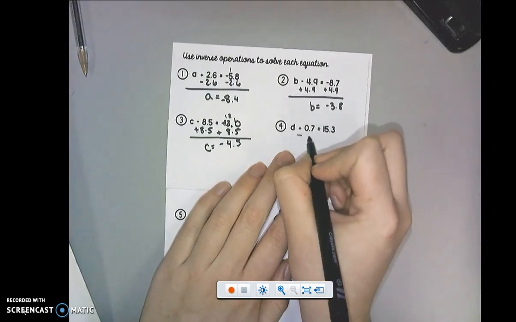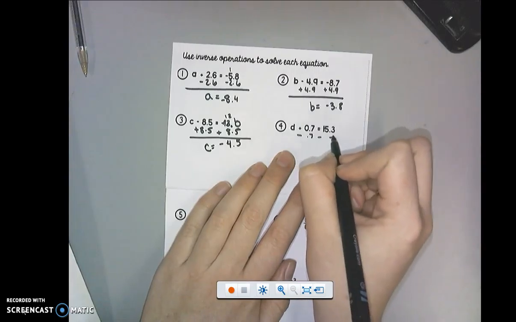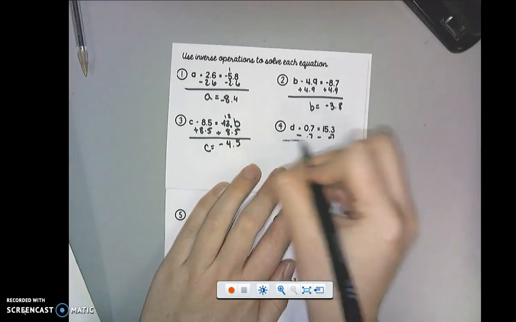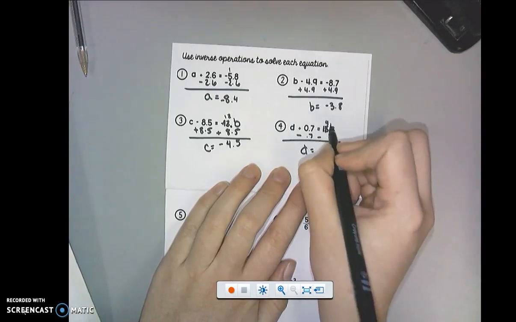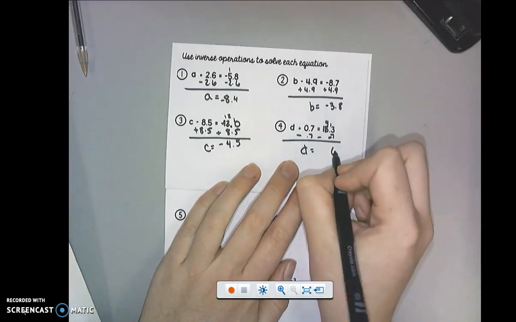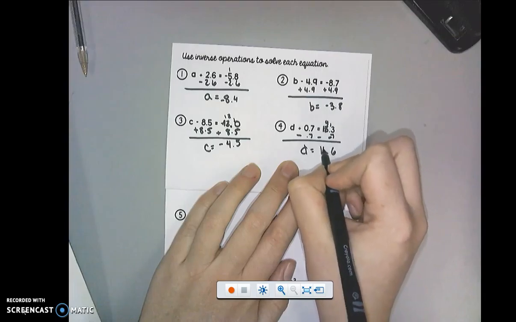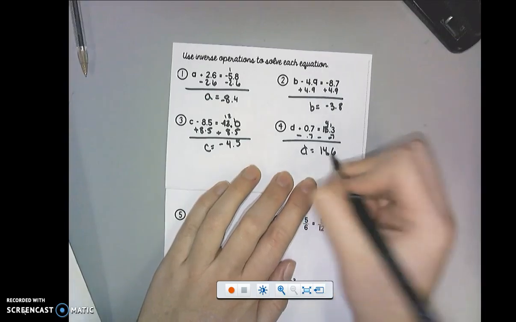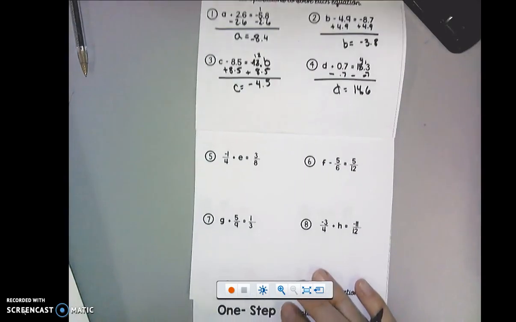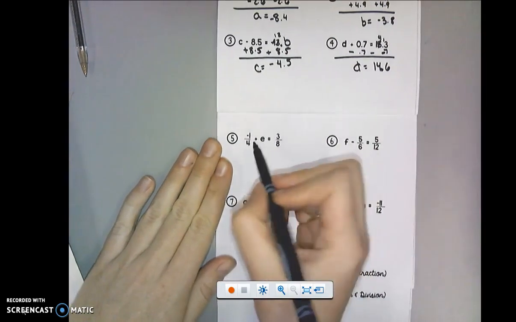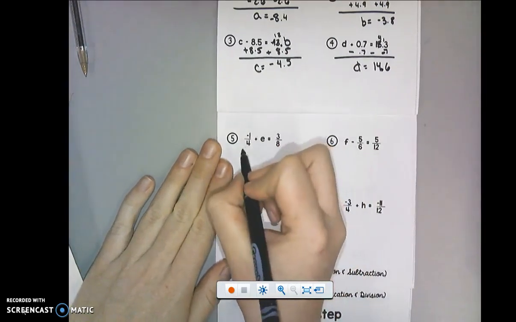Next up, subtract 7/10. And we're going to subtract, I have to borrow, 13 minus 7 is 6, and then we have 14 and 6/10. So much fun. Alright, now comes the fun part, fractions. So we have negative 1/4, so I know I have to add 1/4.